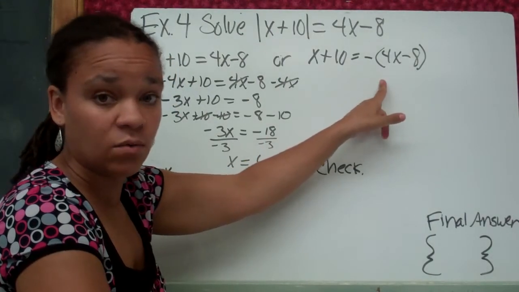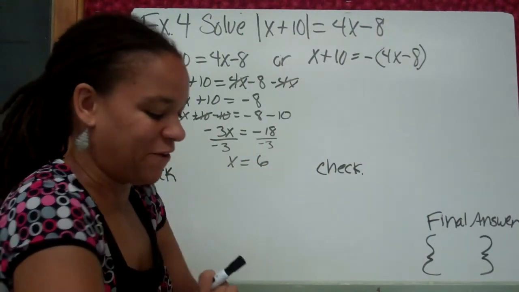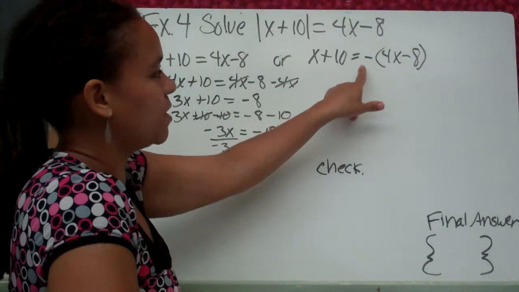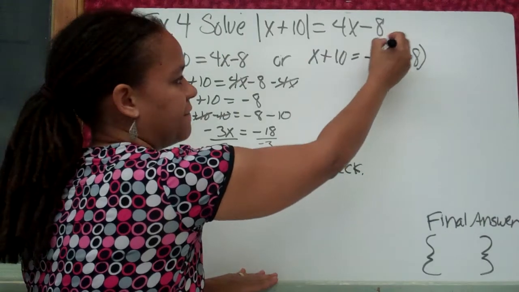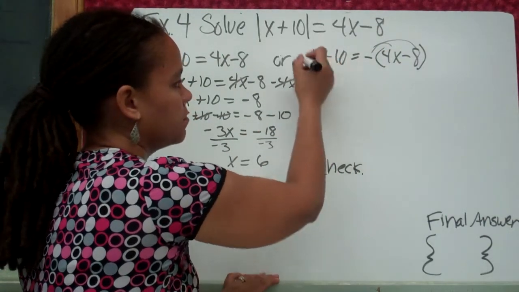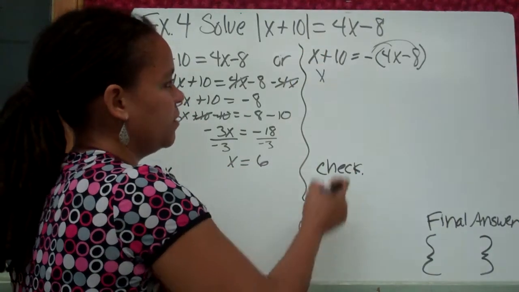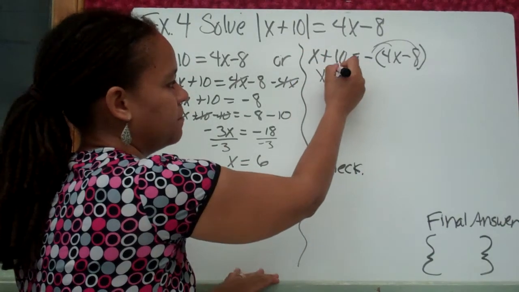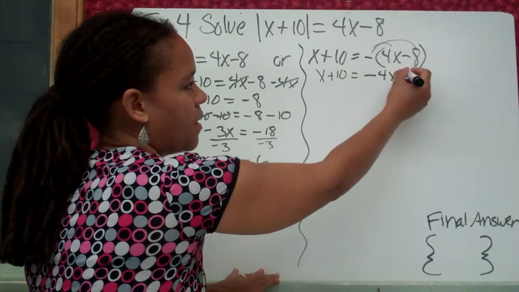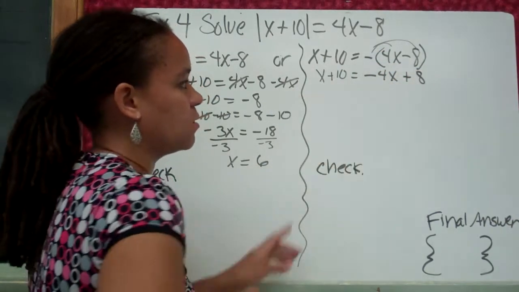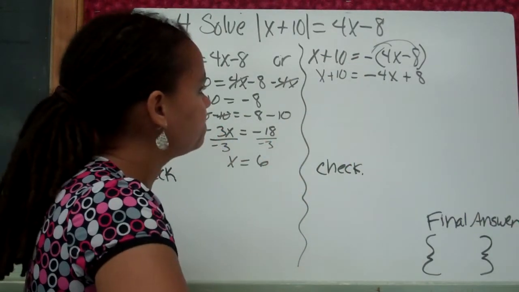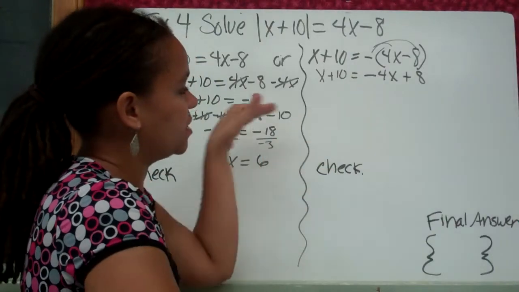We're going to try the second one, see if we get something different, and then we're going to go ahead and check them both. So before I start, I want to distribute this negative here. So my x plus 10 hasn't changed. Let's make this clear, this is the second one. x plus 10 is equal to negative 4x plus 8. So make sure you distribute that negative correctly. Negative 4x plus 8.